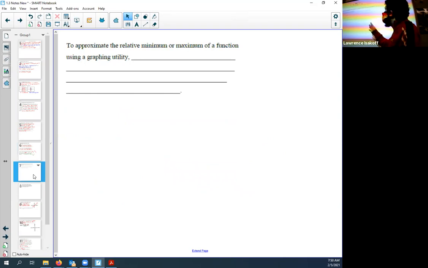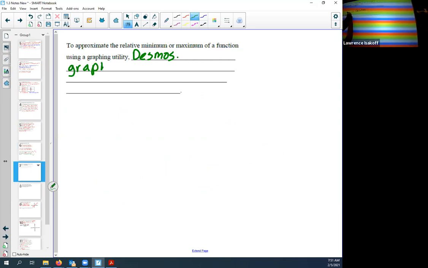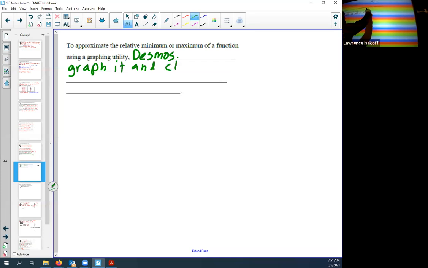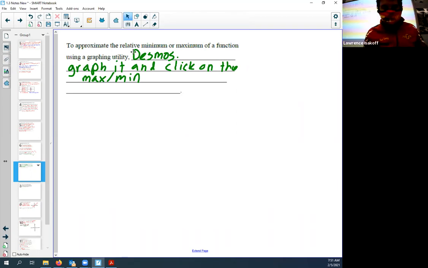Okay, so how to approximate these using a graphing calculator? We're going to work it with Desmos. So for Desmos, it's super easy. Graph it, and click on the max/min. So it is that simple for Desmos.